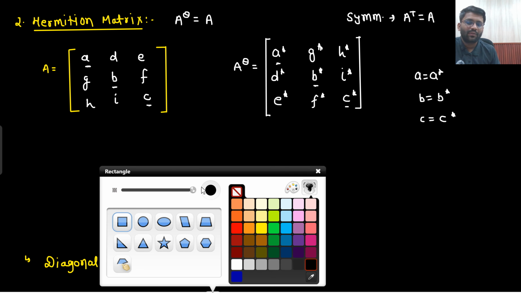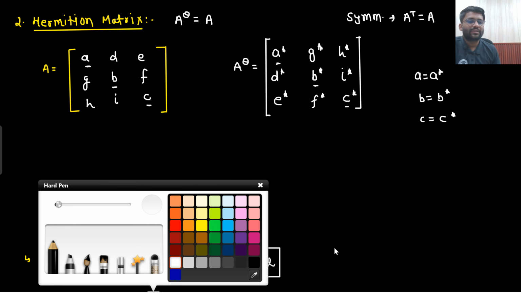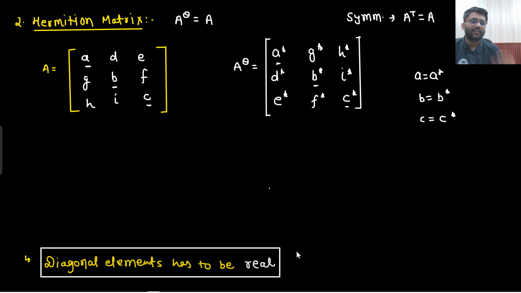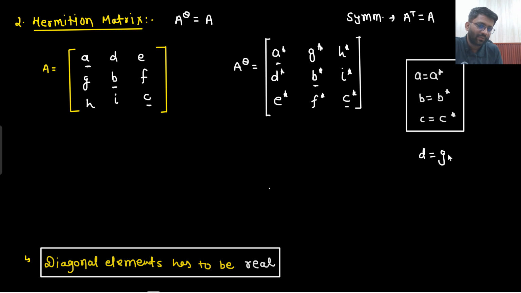Say yes or no. Very important conclusion. Not very important, but these kinds of things can be asked in true or false. Which of the following statements are true? For a Hermitian matrix, the diagonal elements have to be real. Yes, they have to be real. Understandable? And for the rest, you can think that D should be equal to G conjugate. D should be equal to G conjugate.